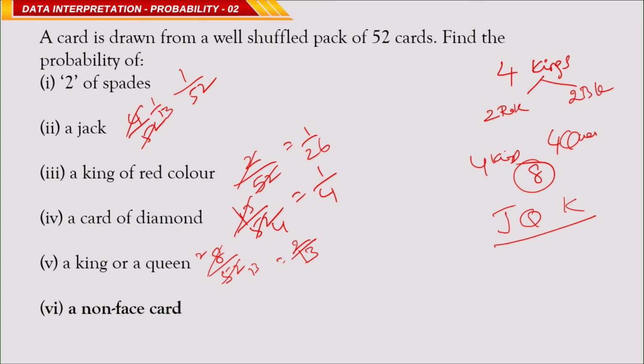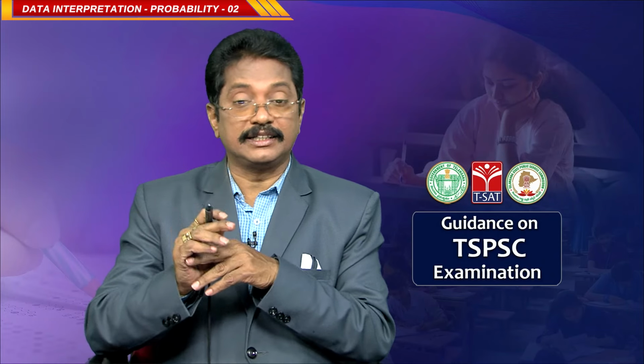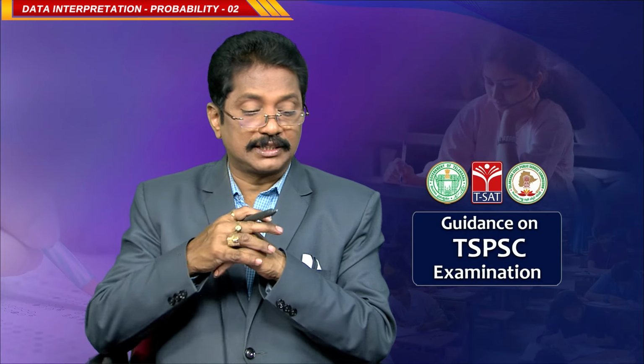Totally 12 face cards. Means getting a face card is 12 by 52. Correct? 3 4s are 12, 4 13s are 52, means 3 by 13. But the question is non-face card, means complementary event, so 1 minus 3 by 13. 13 1s is 13, 13 minus 3 is 10. So, 10 by 13 is the probability of getting a card which is non-face card. Clear? Okay. Now, we will see some other questions.